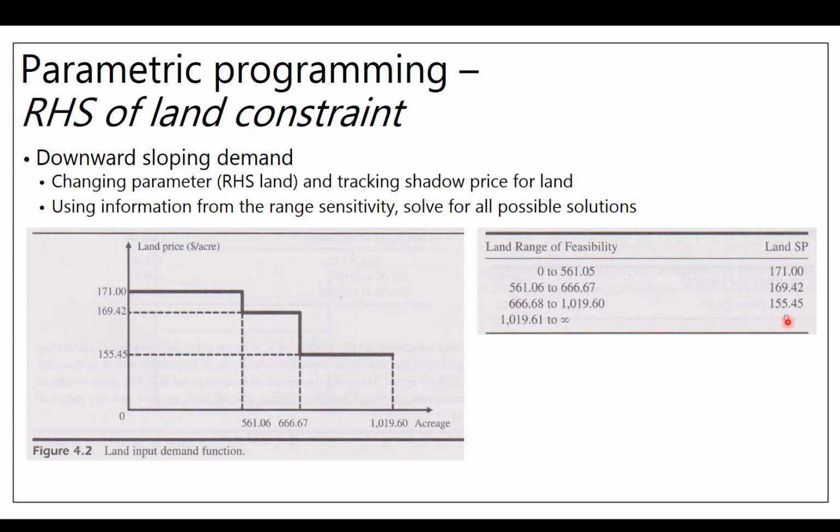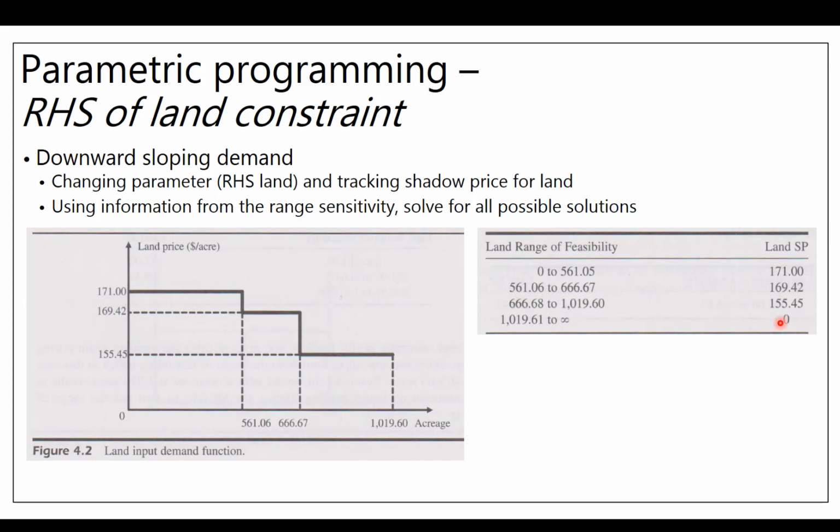So what's happening there? Well, it must be the case that we no longer have enough labor to plant more land, right? So land becomes slack at this value. And so when we're talking about parametric programming, it is really about finding these endogenous values, the shadow price of land in this case, 171, 169, 155, and 0. Finding all of those that exist in this linear programming model.